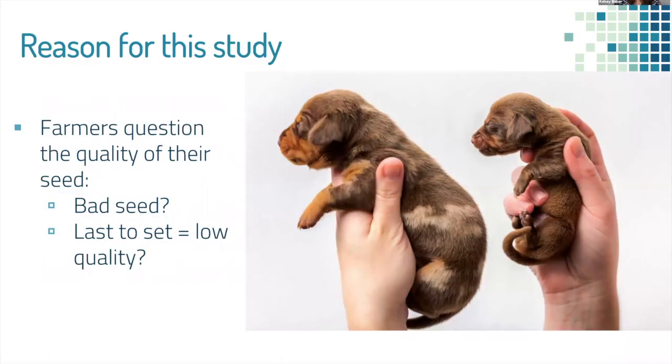So the reason for this study is that farmers have begun to question hatcheries on the quality of the seed that they're paying full price for. They're wanting to know if the seed they're receiving are bad seed, or if the seed were slow-growing larvae that were the last ones to be put to set to complete metamorphosis, and if that performance will then show up in the field. So I like to think of it as, are they the runts of the litter, and will they eventually be able to catch up to their larger siblings?